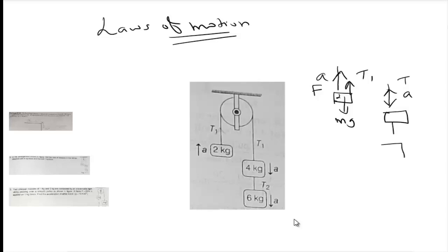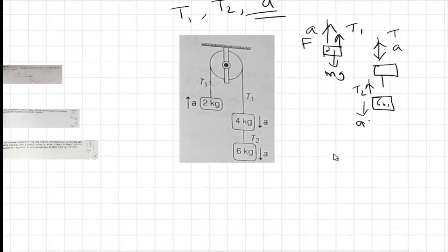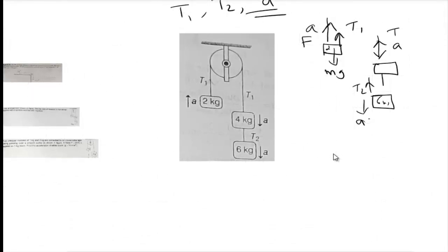Now next is the 6 kilogram mass. For the 6 kilogram mass, acceleration is acting downwards, tension T2 is acting in the upward direction. In this question, we need to find out T1, T2 and acceleration. How can we find out T1, T2 and acceleration from this diagram?